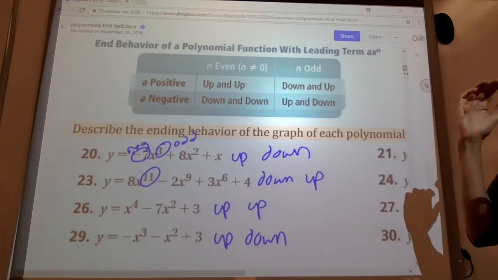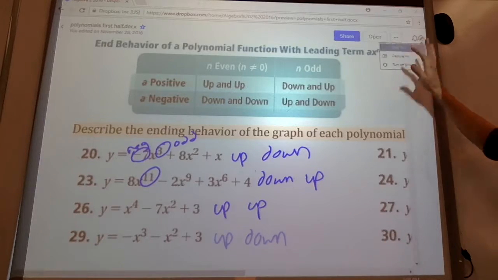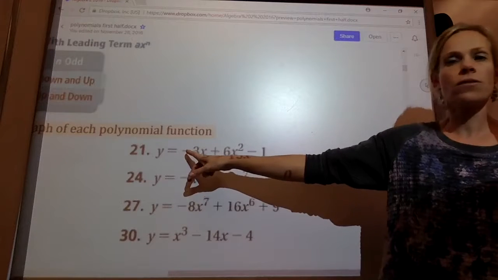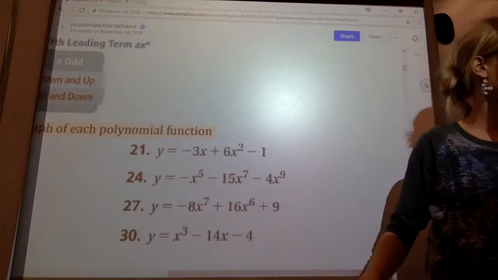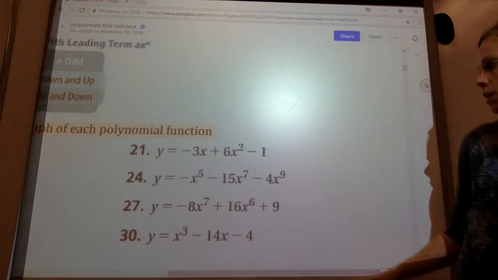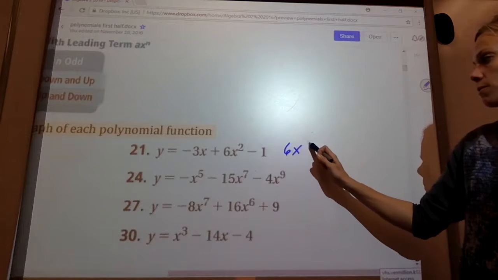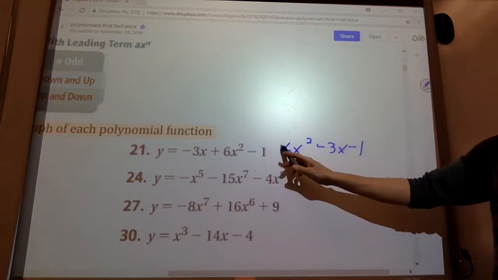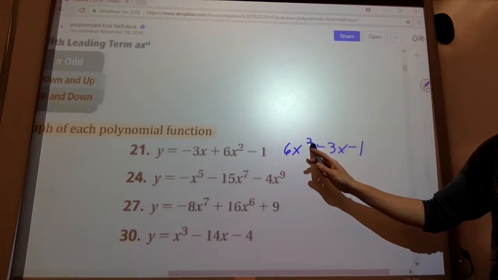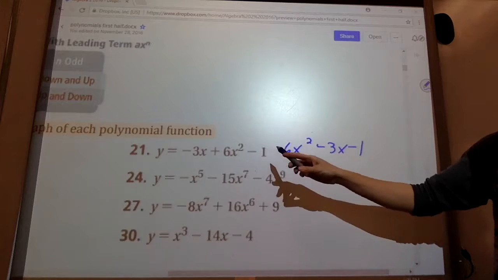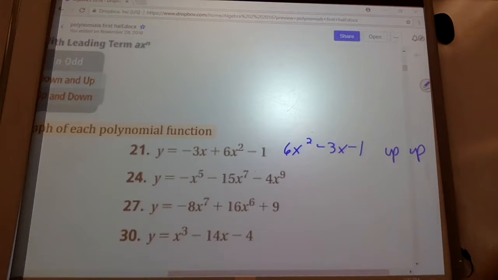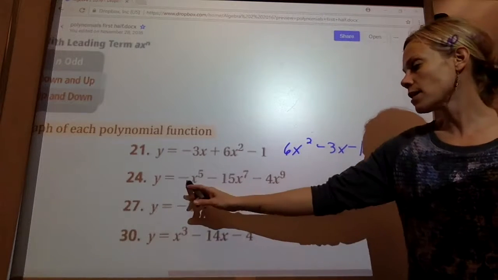So the only way that gets trickier is if it's not in standard form for you. Right? If it's not in standard form, you just can't look at the first term. You have to think what term would be first. Okay. So this one, I'd put it in standard form first. And then here I can say, oh, it's positive with an even degree. So positive and even degree would be up, up, right? A quadratic. Think quadratic.